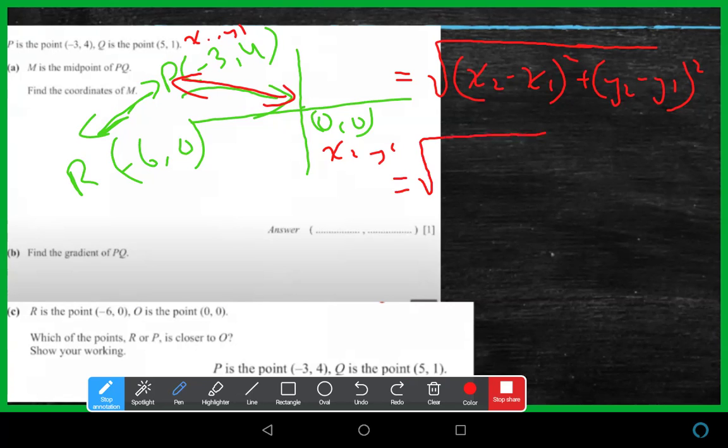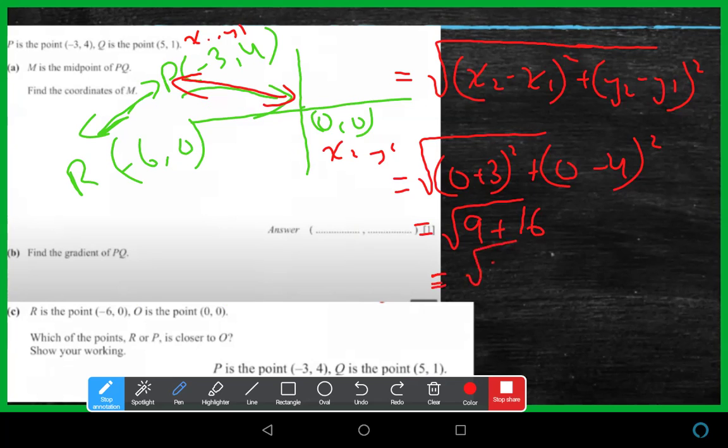x2 will be 0 and x1 will be minus 3, so it becomes plus 3 because of the negative sign in the formula as well. y2 is 0 and y1 is 3, so 0 plus 3 is 3, and 3 squared is 9. And 0 minus 4 is minus 4, and the square of minus 4 is positive 16. Remember that, because an even power changes the negative to positive. It becomes root 25. When it comes from the root, it is plus or minus 5, so we can say positive 5. So the distance between P and O is 5.